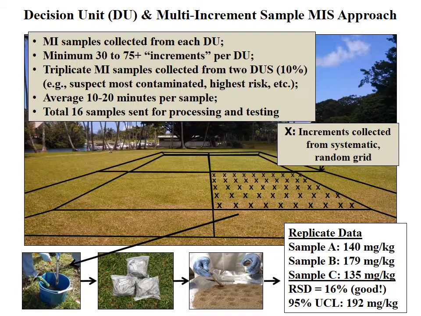In this case, we collect a multi-increment sample from each one of the decision units. And on average, once you get these set up, it takes maybe 10 to 20 minutes per sample to collect. And we're going to send 16 samples to the lab now instead of 25 like we did in the discrete sampling approach. So fewer samples, maybe a little more time in the field to set it up.